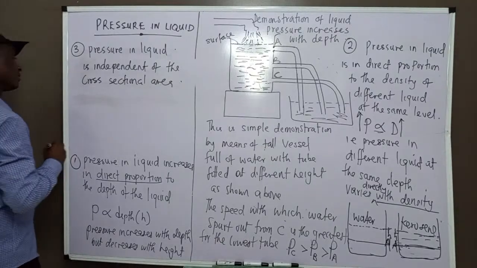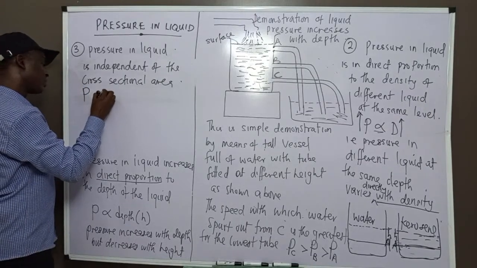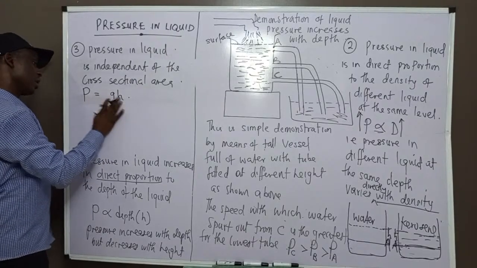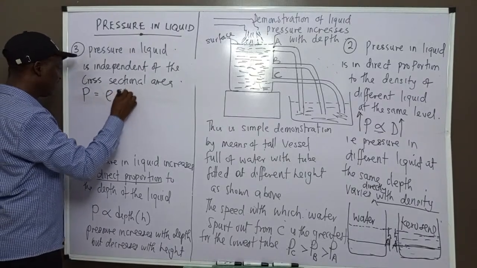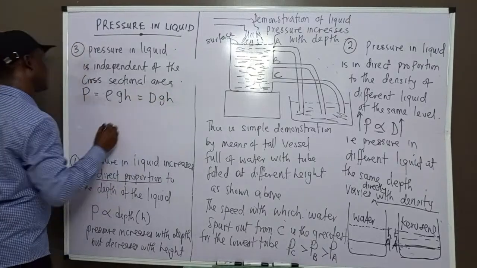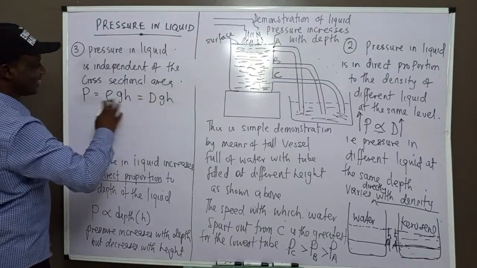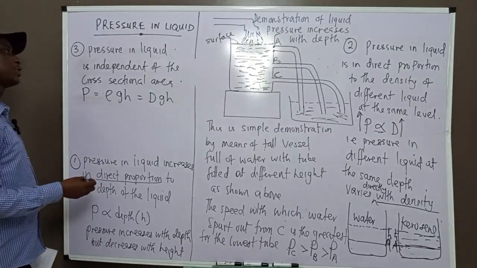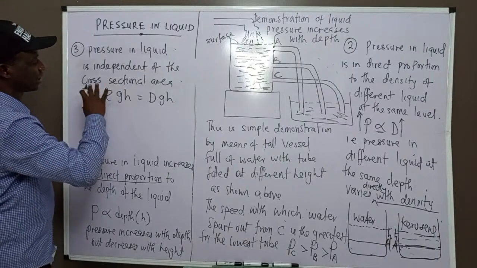Now, if you check the formula for pressure, we are going to see how it works. It is actually rho g h. I'm going to show you how we derive the formula. Sometimes we call it d g h, which is density times gravity times height or depth. If you check this formula, it does not depend on area. It is not the size of the vessel that pressure depends on. It does not depend on anything that has to do with cross-sectional area.